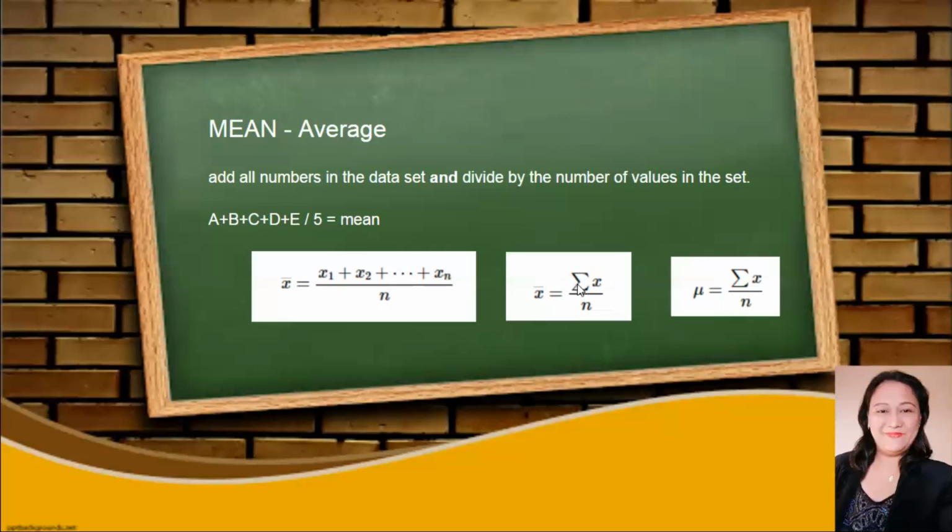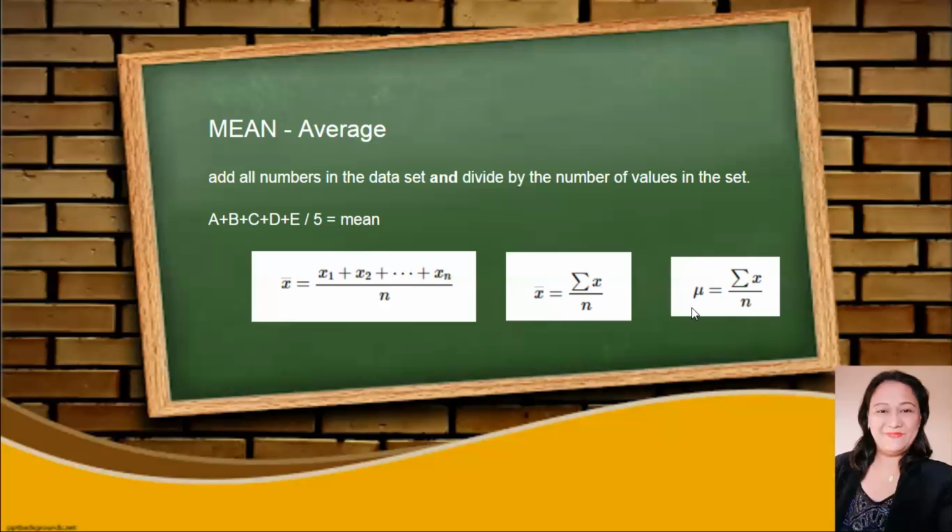Pag nakita mo tong sigma, itong parang letter E na malaki, that is called sigma, which means summation. Summation is simply the sum of the data that you have. Parang itong A plus B plus C plus D plus E. I-add mo lang lahat ng X mo. Wow, may hugot yata doon. Kung ano man ang summation nila, i-divide mo sa kung ilan sila. Pareho lang din, di ba?